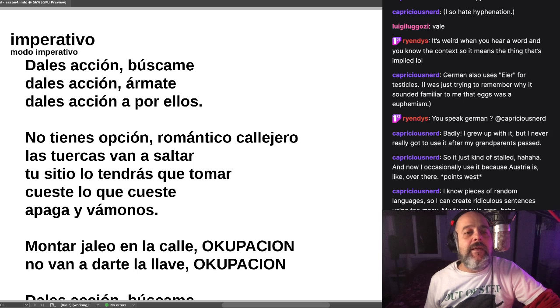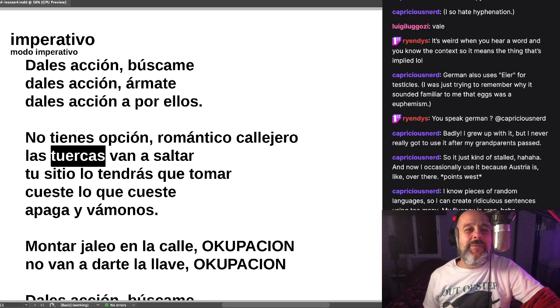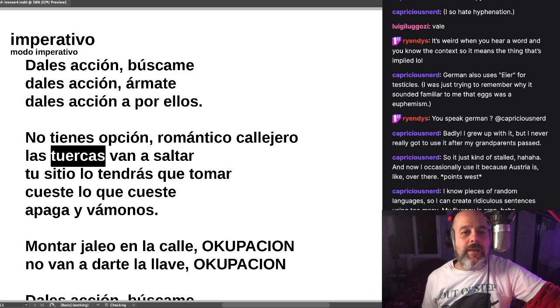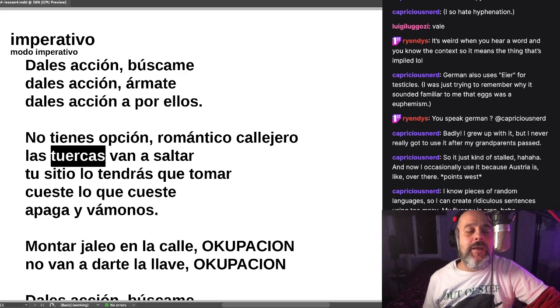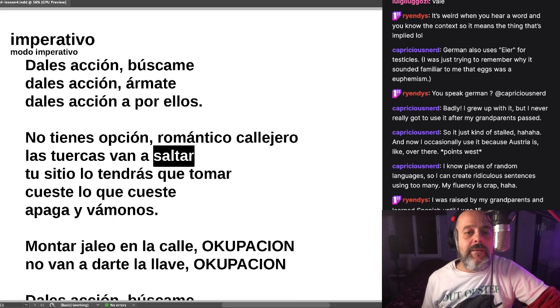Las tuercas, the knots, not that kind of knot, but those that go into screws, let's say the gears. The gears are going to give in. Las tuercas van a saltar. Again, tuerca is a knot, but in Spanish, when you talk about the innards of a machine, it's easier to use tuerca. The knots are gonna blow up. Saltar means to jump, but sometimes it's saltar por los aires, blow up in the air.